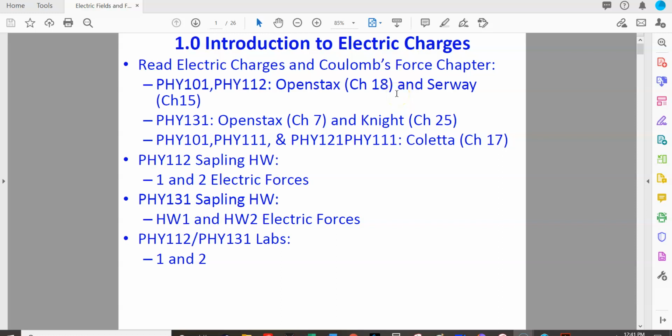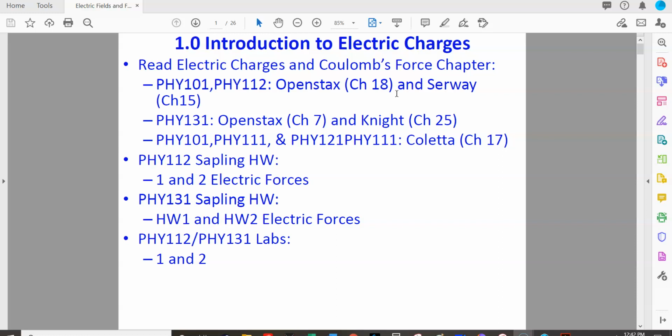Hello everyone, my name is Jim Corkins, and we're going to begin Physics 112 and Physics 131 with this first part called Introduction to Charges. Later on we're going to lead into Coulomb's force, and then one-dimensional forces, and then two-dimensional forces. For this first part, we're just going to go through what electric charges are, how they affect each other, and how they give rise to a force later on.